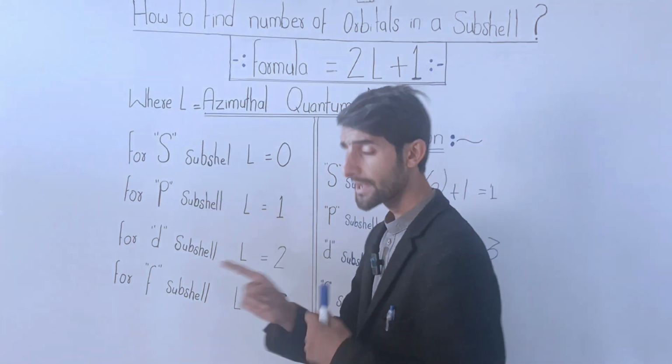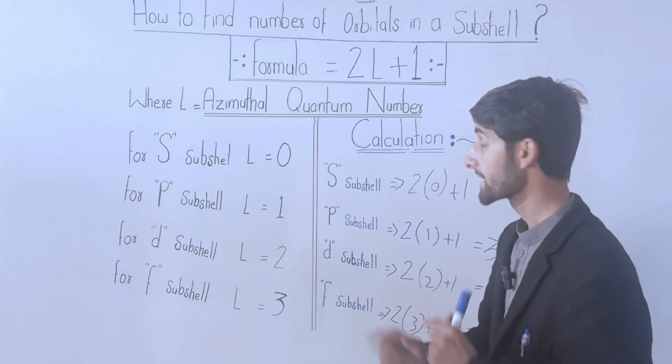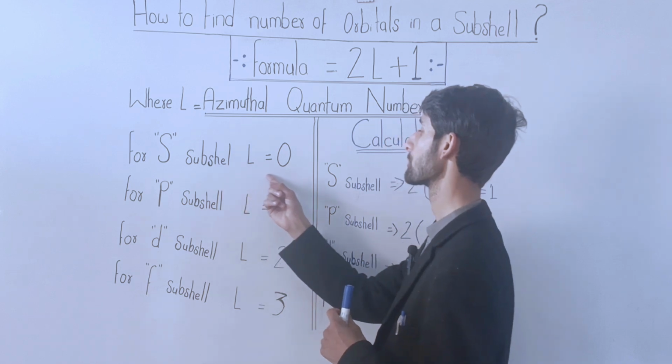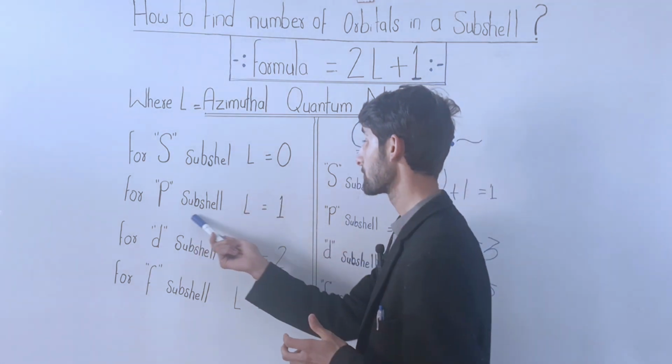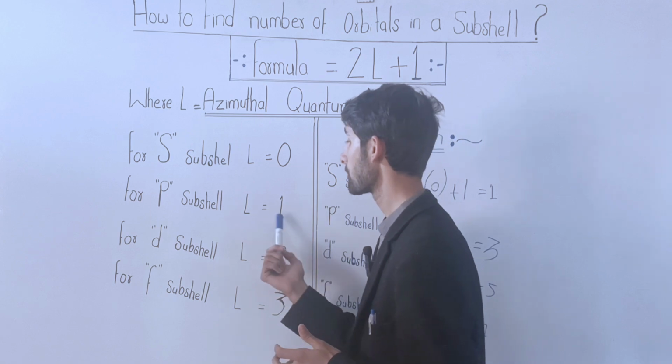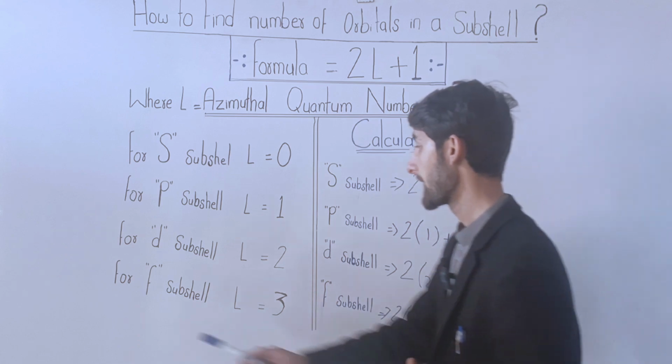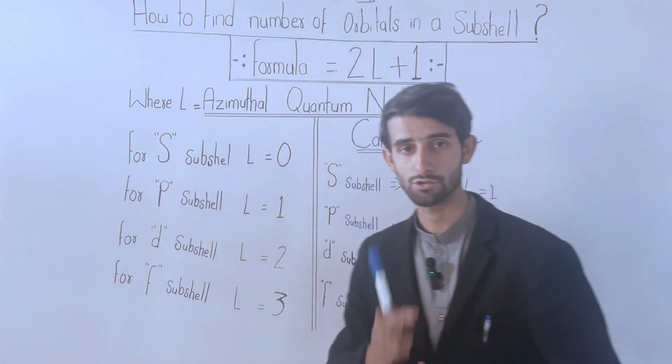So for every subshell, there is a constant value of azimuthal quantum number. For S subshell, the azimuthal quantum number is equal to 0, for P subshell, the azimuthal quantum number value is equal to 1, for D subshell, the azimuthal quantum number value is equal to 2, and for F subshell, the azimuthal quantum number value is equal to 3.